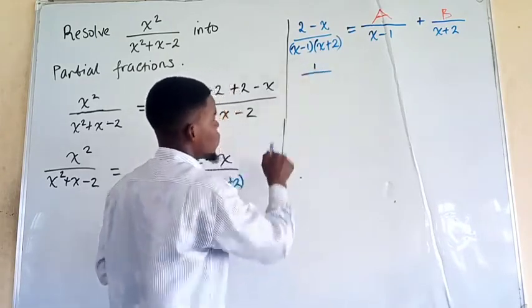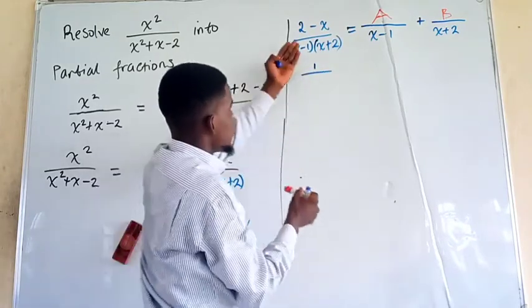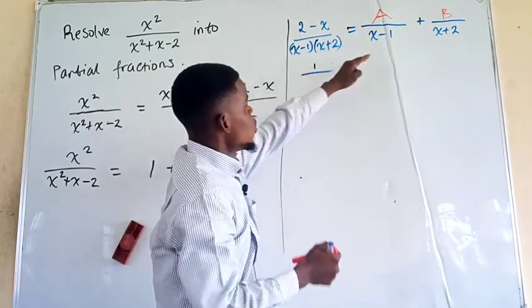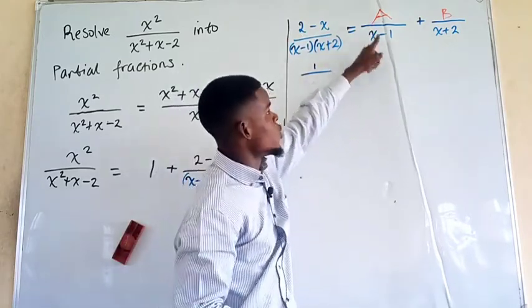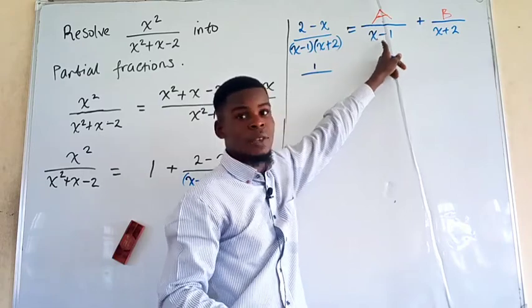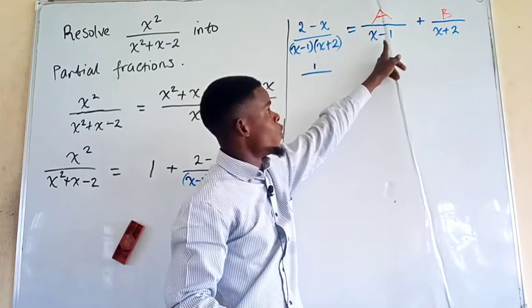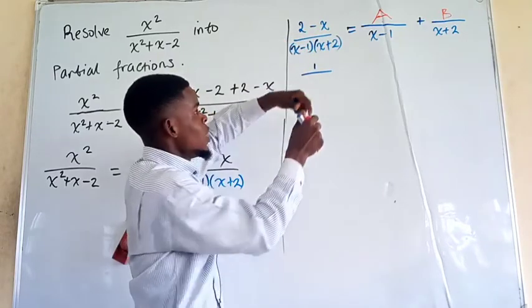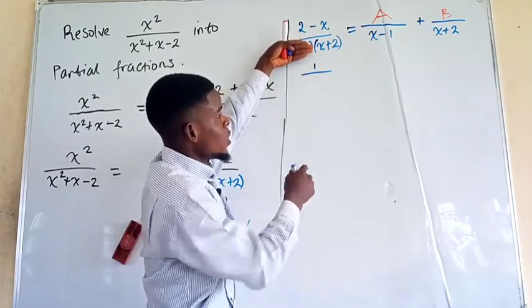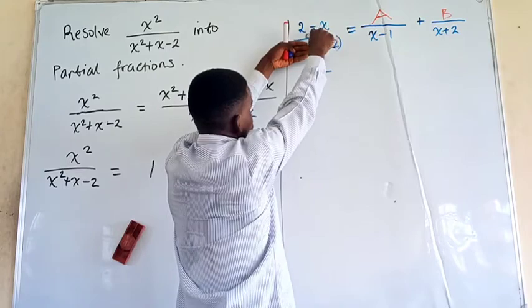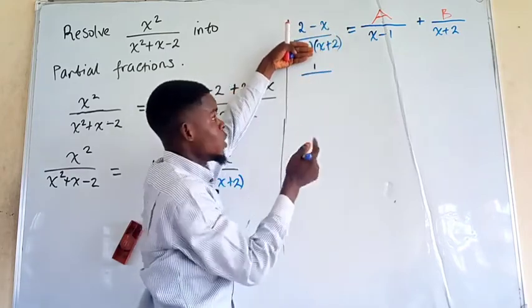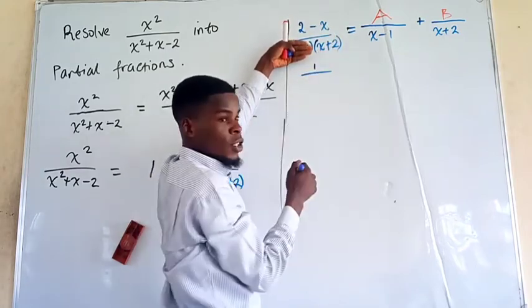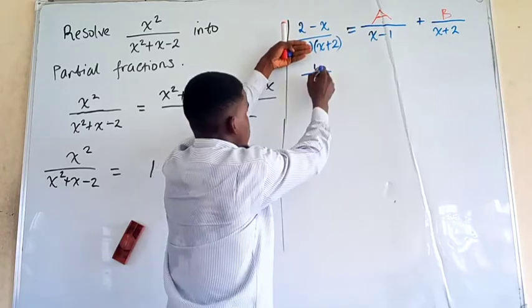Then at the bottom, we cover this up. This is where the cover-up method comes in. You get this factor. To solve for x, you substitute a value that will make this 0. When you get that value, come to the left-hand side and cover up that particular factor. So we cover up this x minus 1. We substitute 1 for x at the top, we have 2 minus 1, which is 1. We substitute 1 for x at the bottom, we have 3.